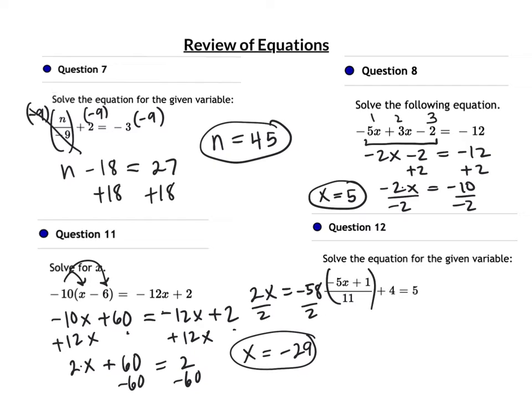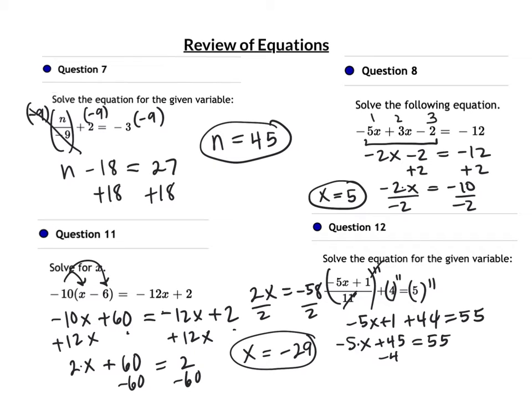Question 12 looks a lot like one we did just a little bit ago. I need to get rid of division by 11, so I'm going to multiply everything by 11. The 11s cancel. Negative 5x plus 1 plus 44 equals 55. I'm going to simplify. Negative 5x plus 45 equals 55. Eliminate the coefficient last. Get rid of that 45. Let's take 45 off each side. Negative 5x equals 10. And divide by negative 5. And x will be negative 2.